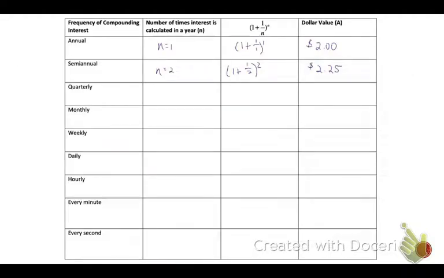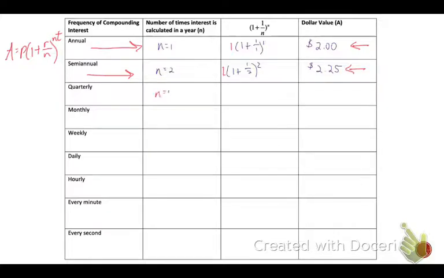All right, look at this table. So we have the frequency of compounding interest, the number of times that it's calculated in a year, the formula, and then the dollar value. So we'll think of it in terms of dollars, but we could also just think of it as a number. So annually, if we compound that 100% interest once, we will add $1 to our beginning $1 and end up with $2. Now, if we compound it semi-annually, so that means twice a year, so we spread out that 100% interest twice, then we'll get a little bit more. We'll end up with 2.25.